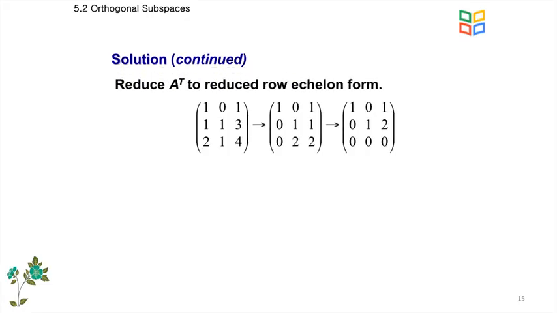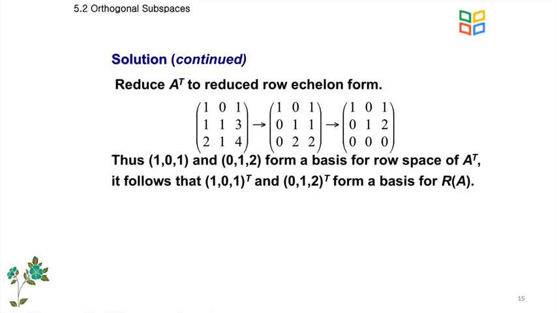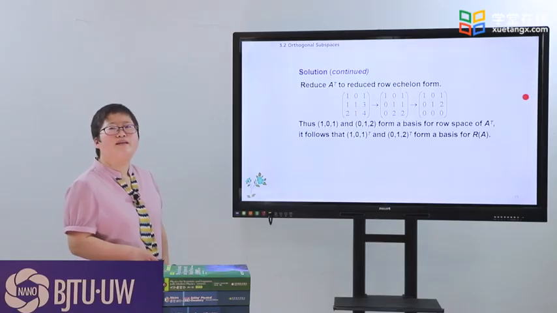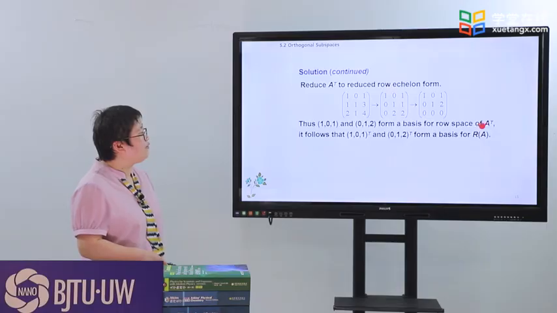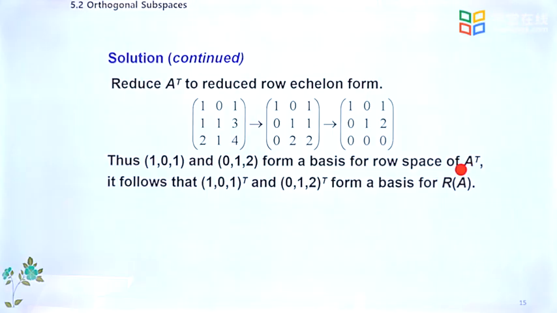Okay, now we continue. We reduce A transpose: we take the transpose, and then reduce it to row echelon form. Get its reduced form, and then (1, 0, 1) and (0, 1, 2) form a basis for the row space of A transpose. The row space of A transpose is in fact equivalent to the column space of A. So these two vectors, (1, 0, 1) transpose and (0, 1, 2) transpose, form a basis for R(A), the range of A.